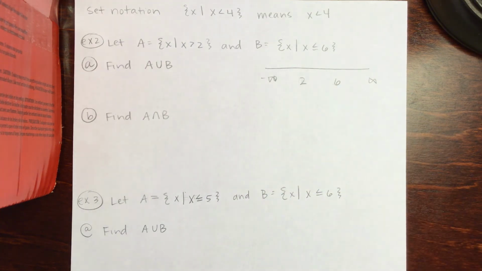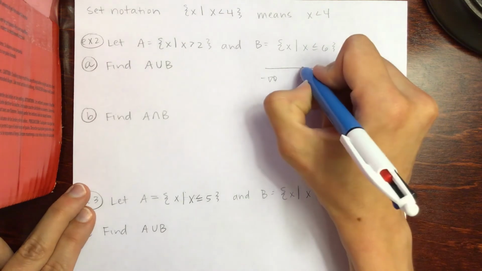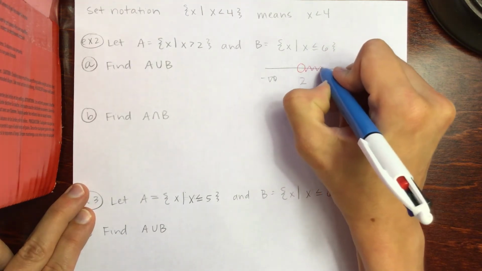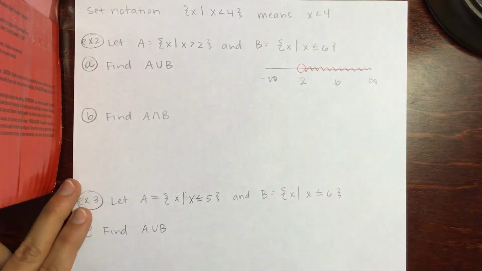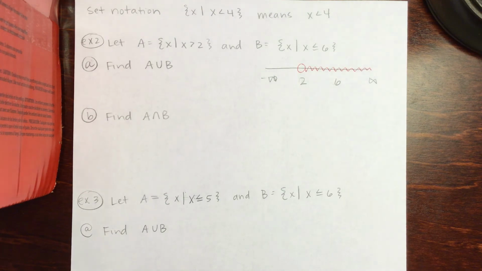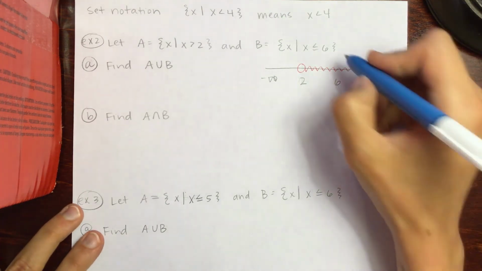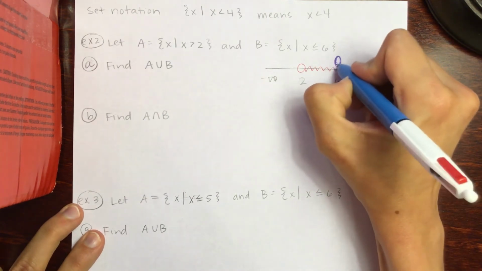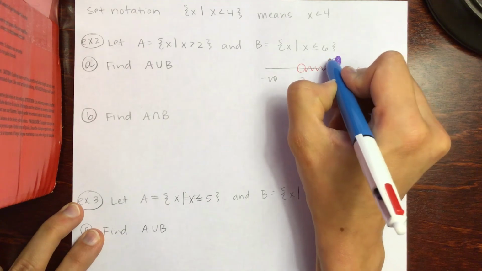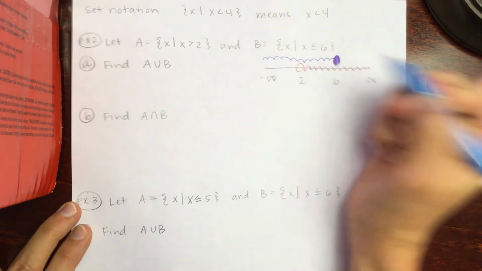So for set A, X is greater than 2. It's all of these numbers. Open circle for greater than. And greater than, I want more positive. For set B, X is less than or equal to 6. So it's a closed-in dot because it's or equal to, and it's less than, or more negative.